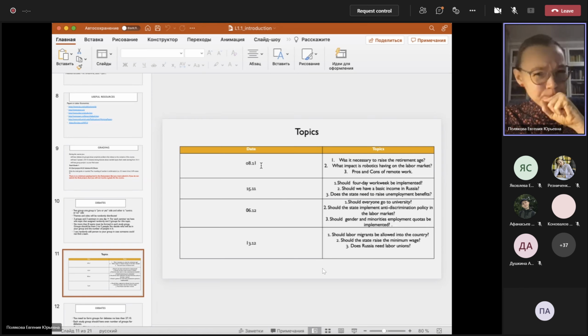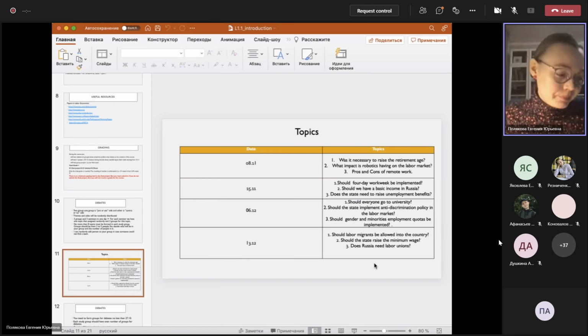We have basically 4 dates for our debates. It starts from November. Yeah, the 8th of November, 15th, then 2 days in December. This is the topics. Basically, the problem is, again, that I try to stick topics with the theme of the lectures that we are going to study.